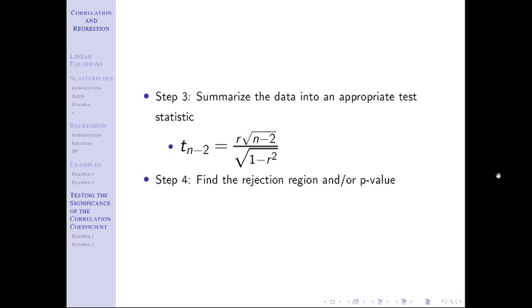We're going to take the value of r multiplied by square root of n minus 2 divided by square root 1 minus r squared to get our test statistic. Again, that follows a t-distribution with n minus 2 degrees of freedom. Now we're back to the world where you might have left tail test, right tail test, and two tail test. Check your alternative to answer that question.